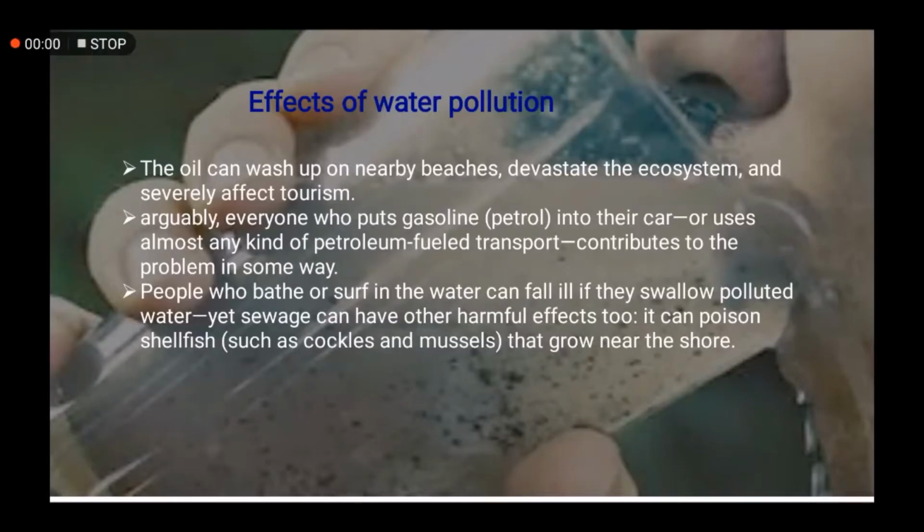The oil can wash up on nearby beaches, devastate the ecosystem, and severely affect tourism. Arguably, everyone who puts gasoline into their car or uses almost any kind of petroleum-fueled transport contributes to the problem in some way. People who bathe or surf in the water can fall ill if they swallow polluted water, yet sewage can have other harmful effects too. It can poison shellfish, such as cockles and mussels, that grow near the shore.